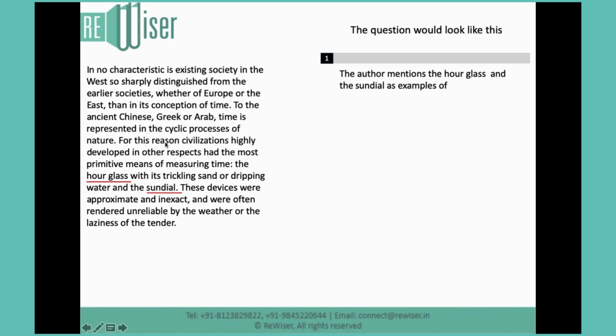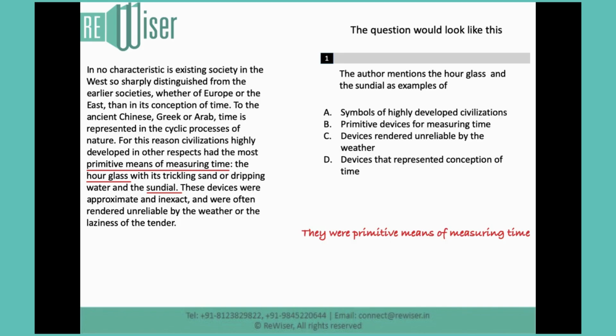"For this reason, civilizations highly developed in other respects had the most primitive means of measuring time." And of course, a colon usually indicates examples being listed, the hourglass and the sundial. So they were primitive means of measuring time. Keep your answer with you before you even look at your answer options. There I have it. Now I go to my answer options.